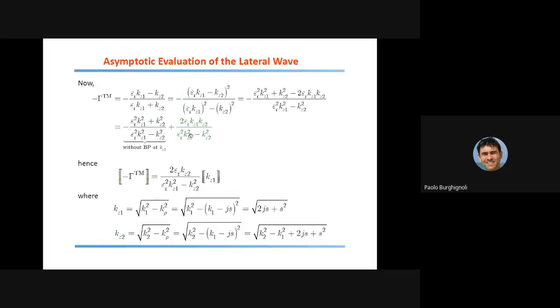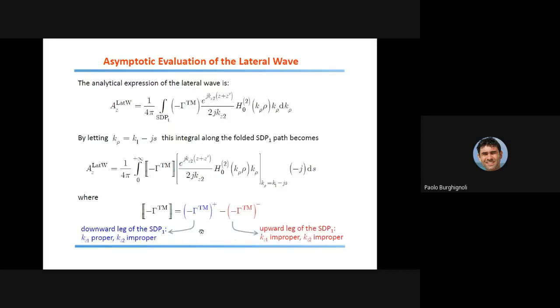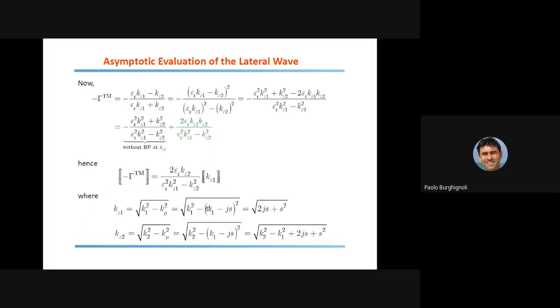What does contribute is the green part, because in this part you can see in the numerator there are the two wave numbers without the square sign. Okay, and in particular, since the two legs of the steepest descent path differ because of the determination of the kz1 wave number, which is proper on the downward leg and improper on the upward leg, then the difference between the two determinations comes from kz1. So basically, we need to evaluate this folded value of kz1.